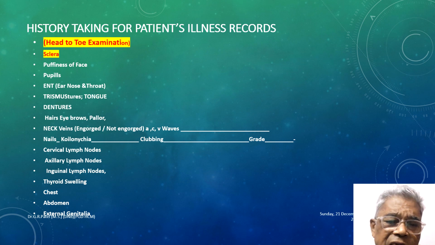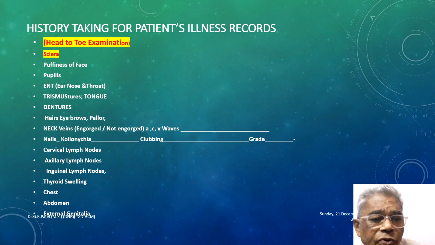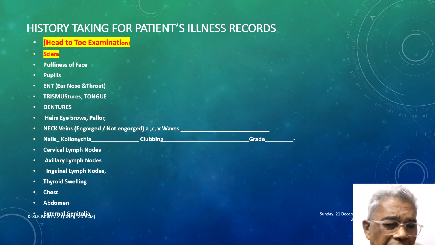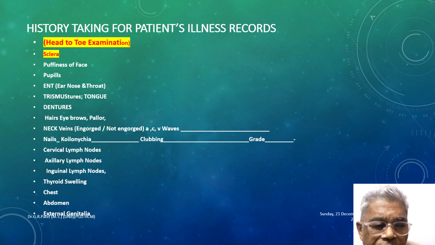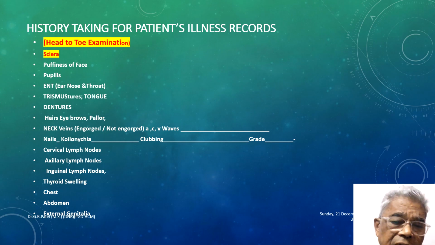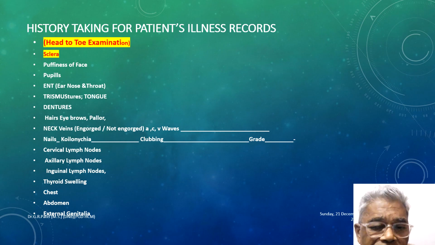Trismus, dentures, hairs, eyebrows. Eyebrows are lost or become scanty in case of myxedema. Then pallor must be seen for. The loss of furrows on the forehead occurs in hemiplegia or cerebrovascular stroke. Nails must be examined for koilonychia or clubbing, and grading of the nails must be documented.